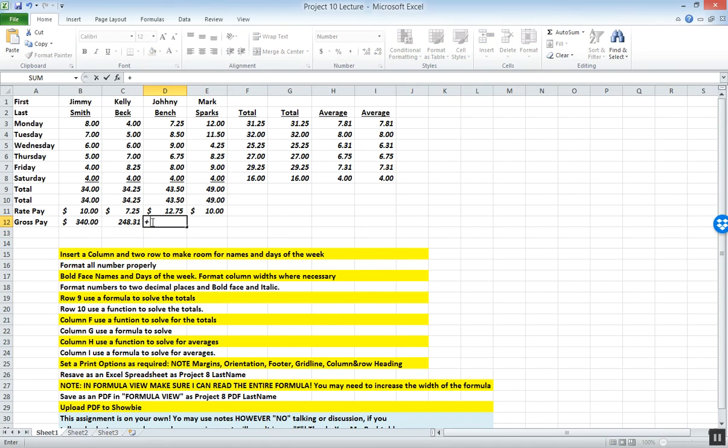Same thing here, plus my total hours times my rate of pay, and Johnny Bench should be paid $554.63. And last but not least, plus my hours worked times my rate of pay, and I should be $490. If you remember before, I can click on the Format Painter and then select those, and it will format those to the accounting dollar sign. I'm complete with this lesson.